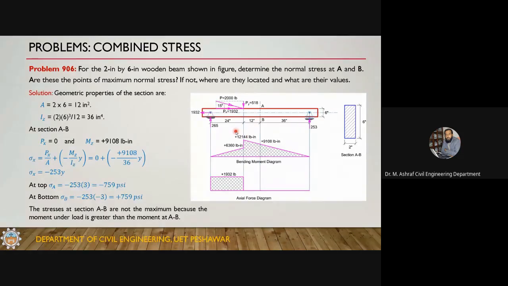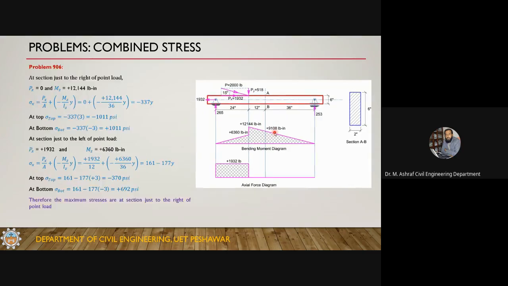And there is another reason also, a possibility, not a solid reason. The solid reason is that this is not a maximum value. But there is a possibility that if you take a section just to the left, the bending moment is 6360, not 12,144. But there is also an axial force. So there is a possibility that it may result in a stress higher than this value. Okay, so let's do the calculation.